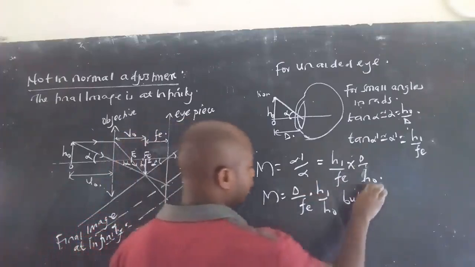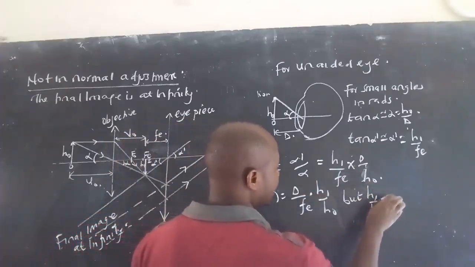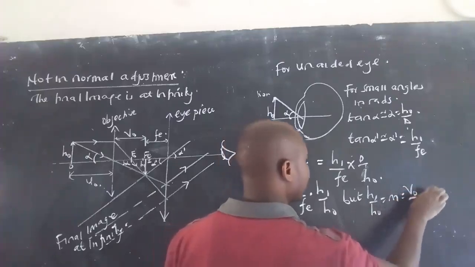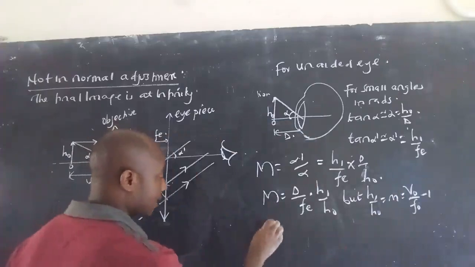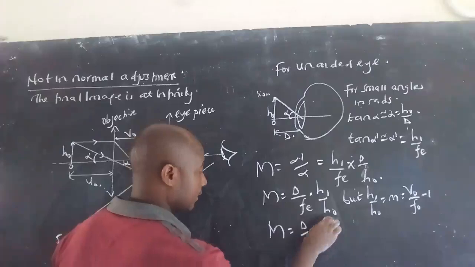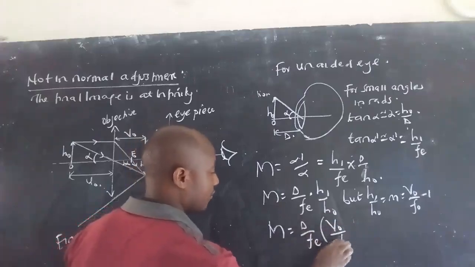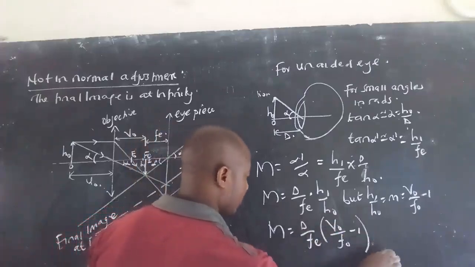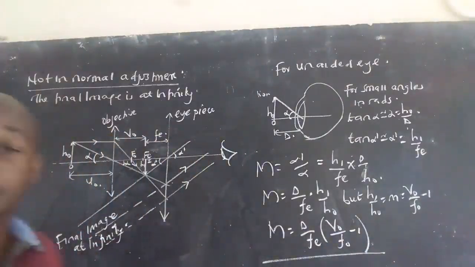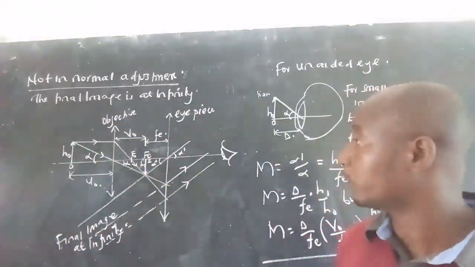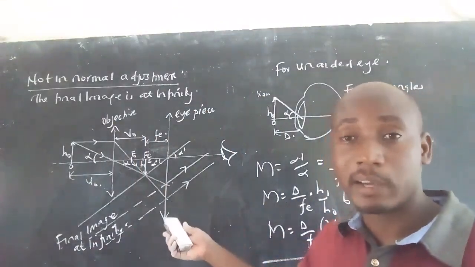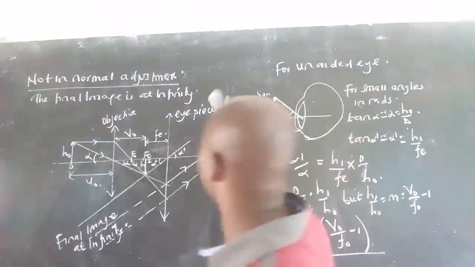So magnifying power will become D over FE times H1 over H0. But H1 over H0 is the linear magnification, which is V0 over F0 minus 1. So we substitute, and magnifying power will become D over FE times (V0 over F0 minus 1). Very important equation. When you draw it, please make sure that these diagrams are correct and that you use a ruler, just like the way I'm also using a ruler. Okay?